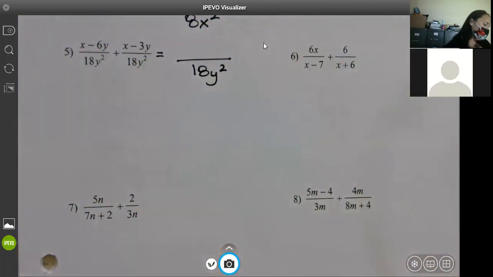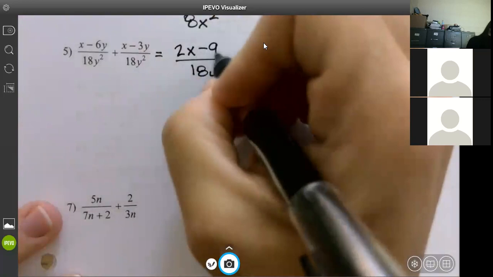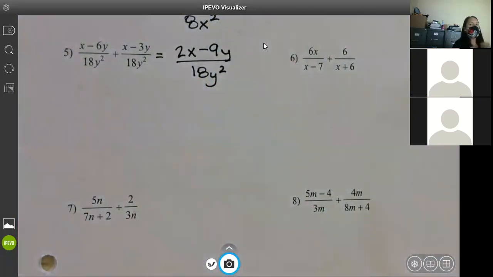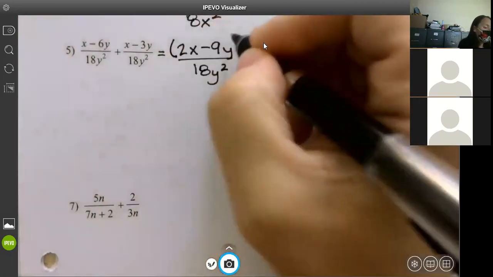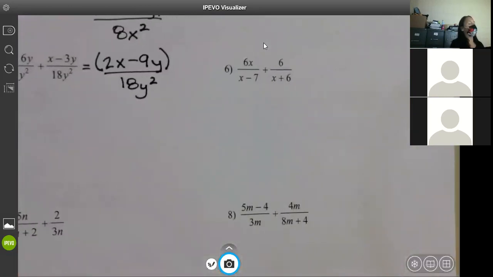Zoomers, what do we have on top? 2x minus 9y. Is there anything else that I can do to this one? No. Remember, this has to stay together, so there's nothing I can do there. All right, so what is different about number 6? Clearly, different denominators, okay? So here's what happens.